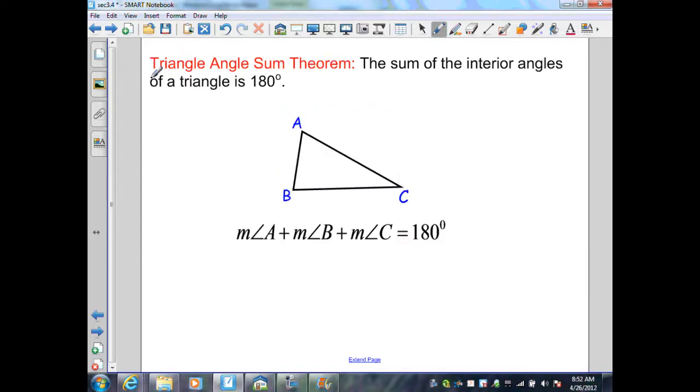Now that we have classified triangles by sides and angles, that gives us the triangle angle sum theorem. The sum of the interior angles of a triangle is equal to 180 degrees, whether it is an acute triangle, an obtuse triangle, a right triangle, or an equilateral triangle. Here in the diagram, I have triangle ABC. I know from the theorem that the measure of angle A plus the measure of angle B plus the measure of angle C must equal 180 degrees.